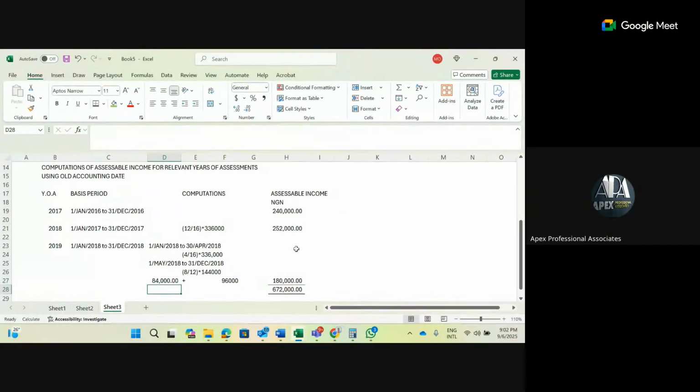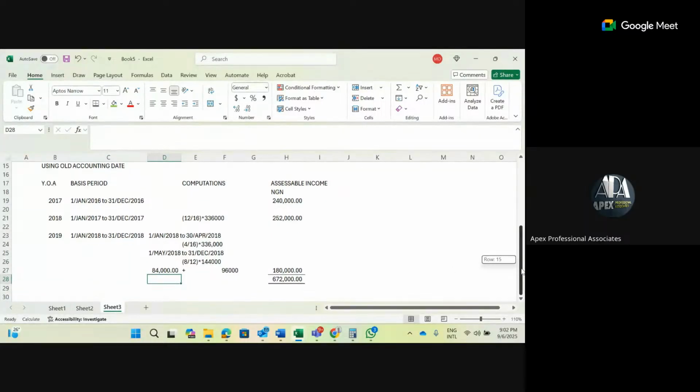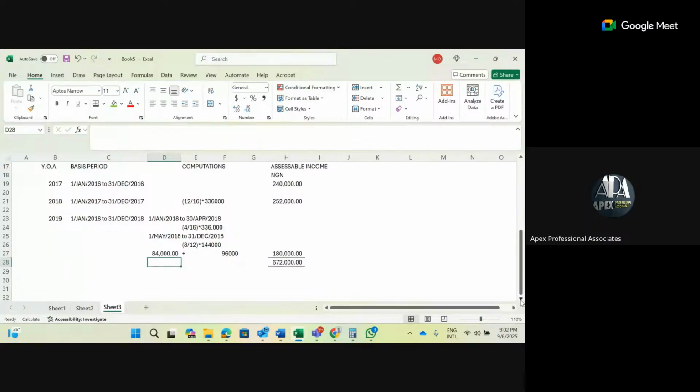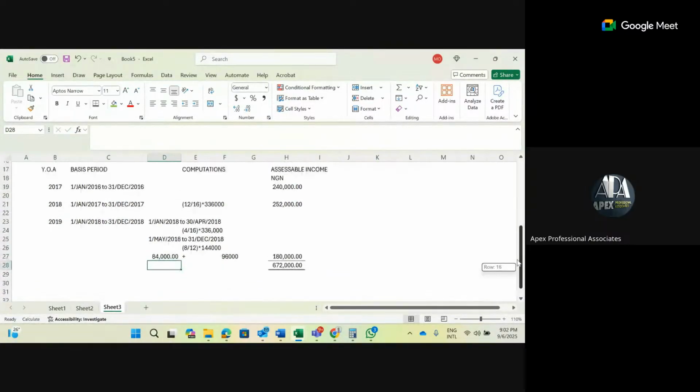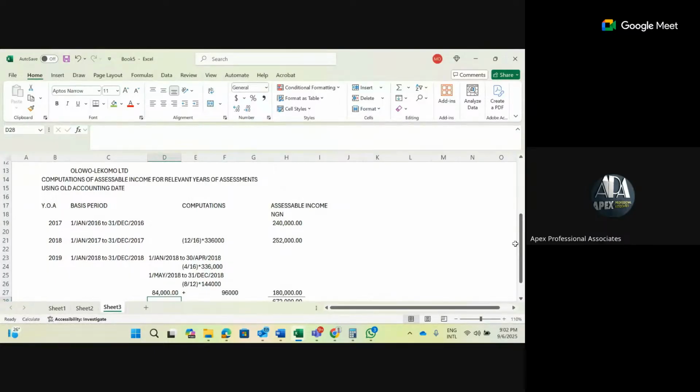336,000. Okay, so 84,000 plus 96,000 naira, which is giving us a summation of 672,000 naira. So we are done with the old accounting date.